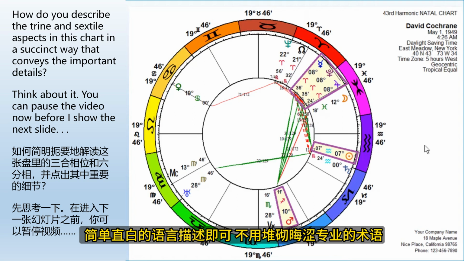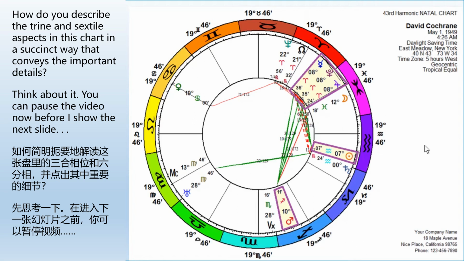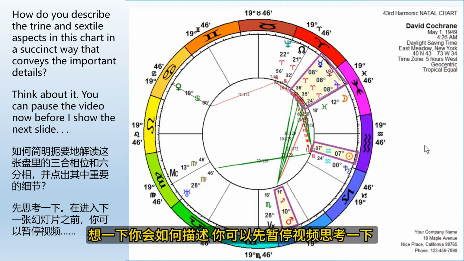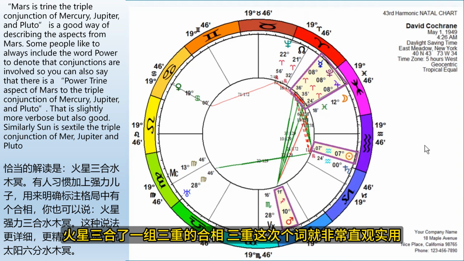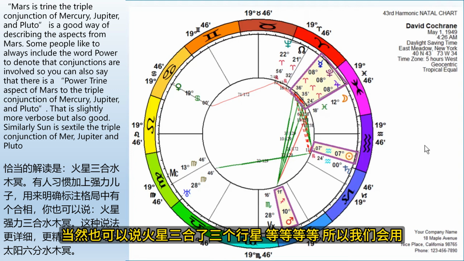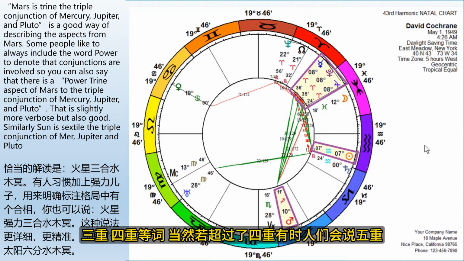What's a nice, simple way to... Actually, you don't need fancy terminology for the trine and sextile. So how would you describe it? You could pause this if you want to. And I will continue. 1, 2, 3. Next slide. You don't need fancy terminology. You can just say Mars is trine the triple conjunction. Use that word triple. It really helps. I mean, you could say Mars is trine the 3 planets, whatever kind, blah, blah, blah. So we use words like triple, quadruple, etc.